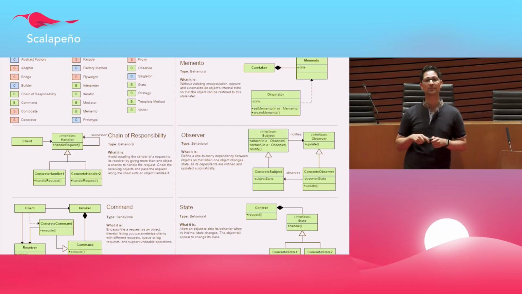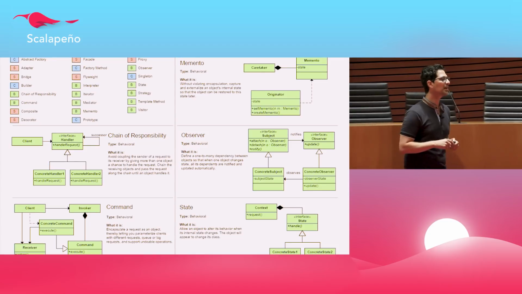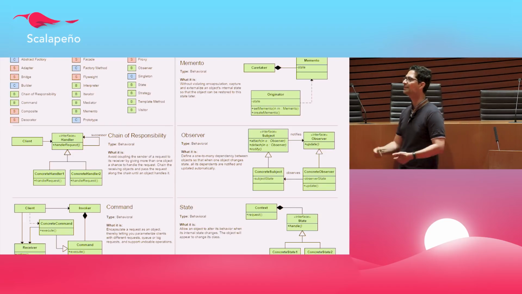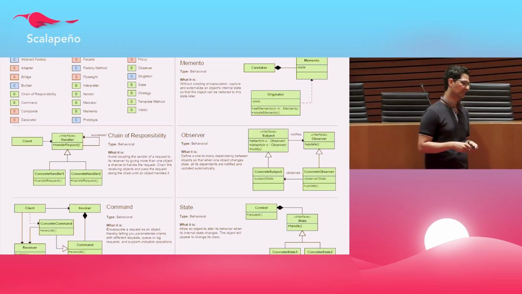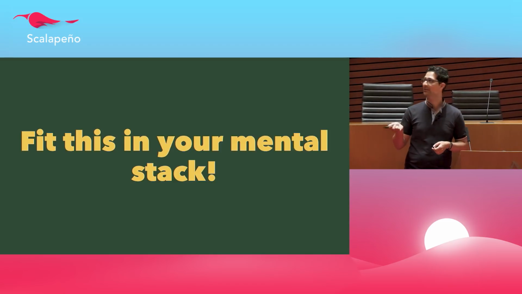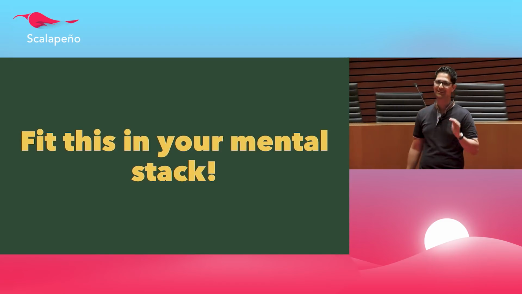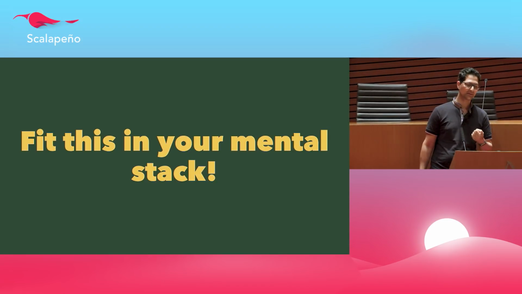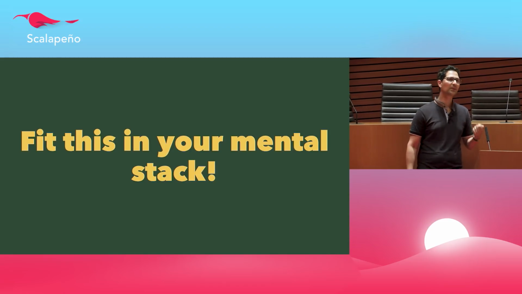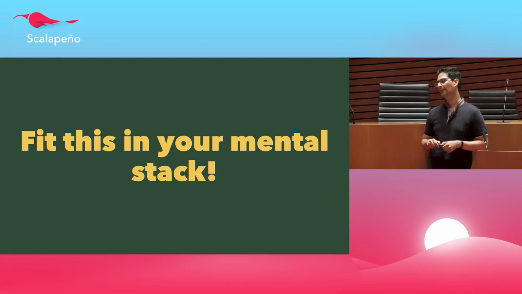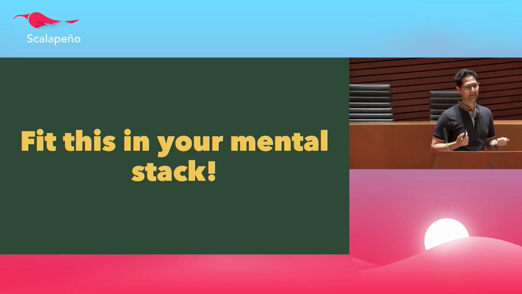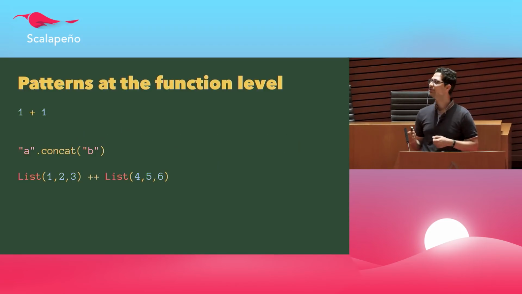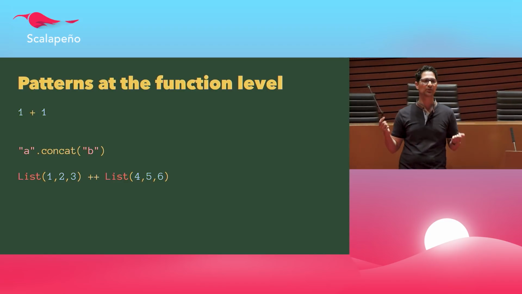Also, when you start learning those, it happened to me, you start using them everywhere. So what you get is all these over-engineered code bases. It takes a long time to internalize these patterns, and to fit all these patterns in your mental stack is not that easy. So is there a way to have patterns that would make you think less? You won't have to fit all this stuff in your mind. So let's go back to the function world and try to do patterns at the functional level.